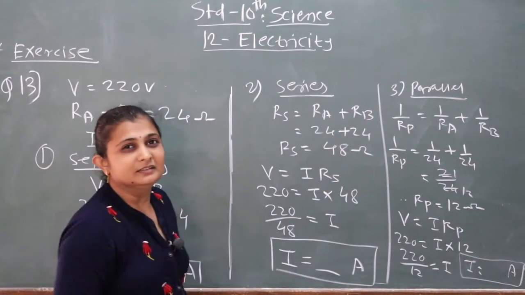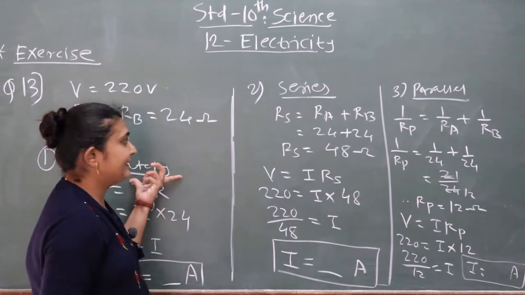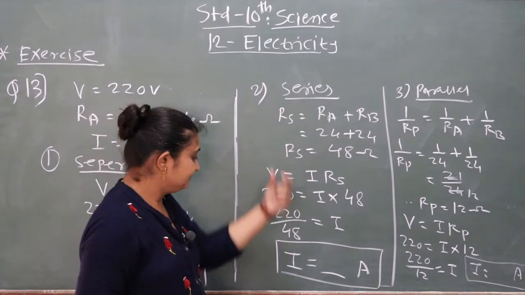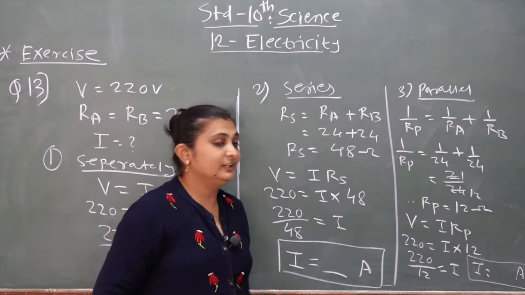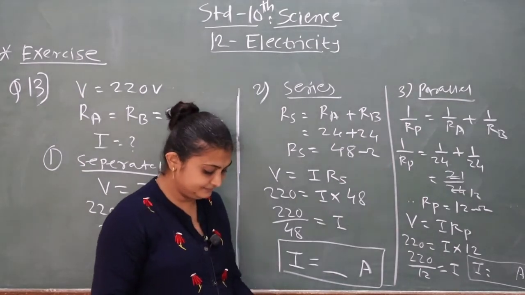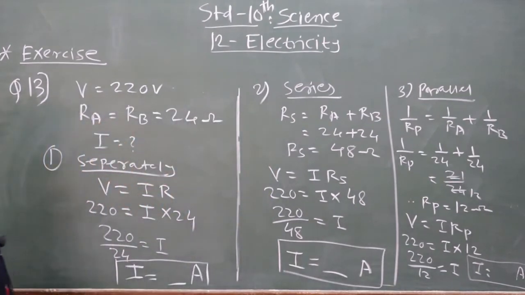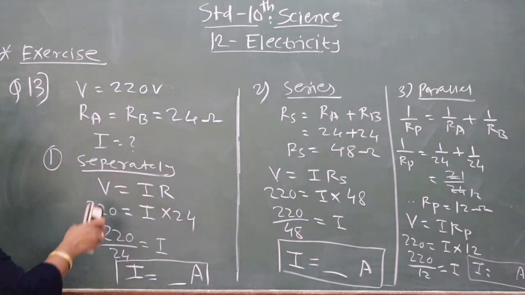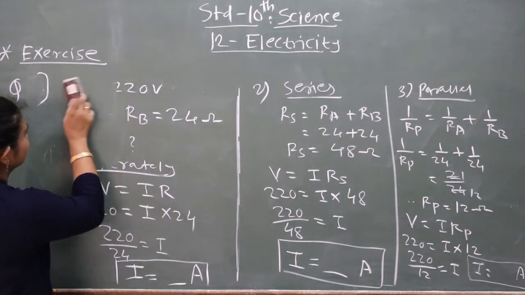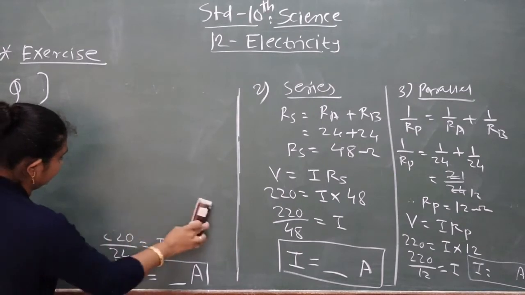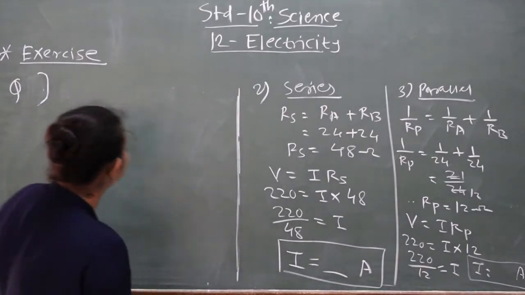Correct? Here we completed question number 13 separately. For series you have to find the value of I, and for the parallel connection find the value of I. Now next question, the 14th one. Note down fast. Question number 14.